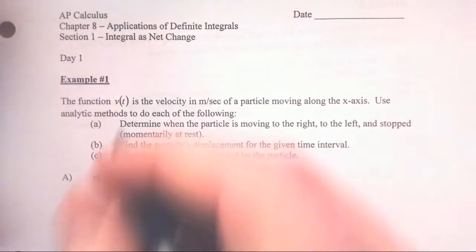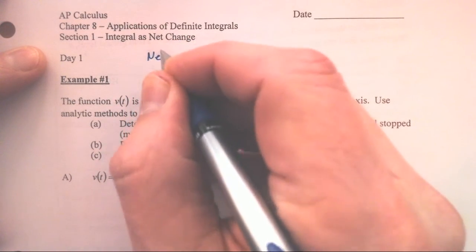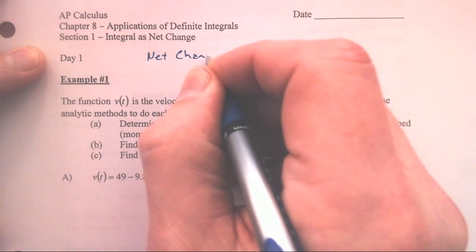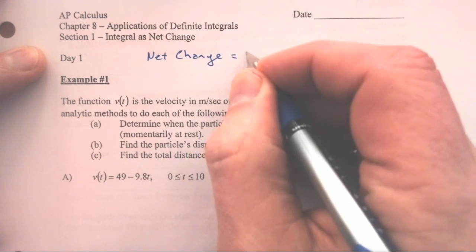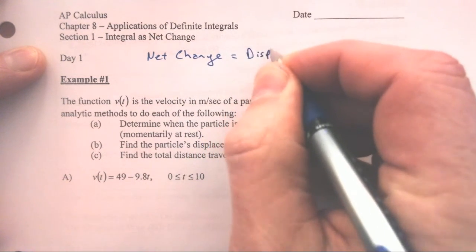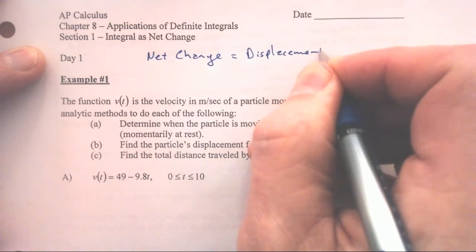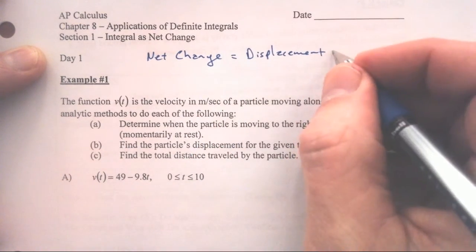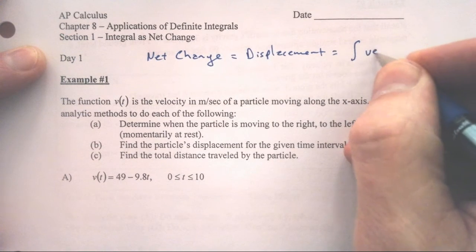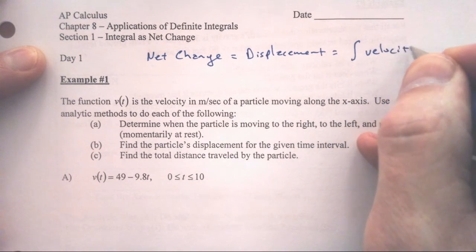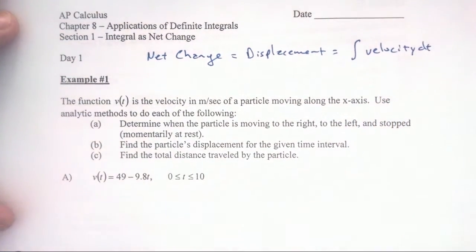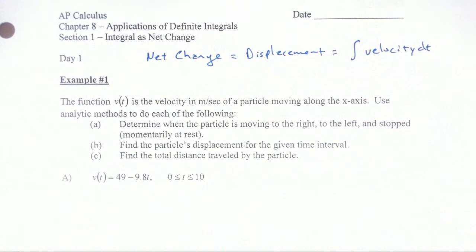A couple things just background-wise. This section is really mostly about this: net change is equal to displacement, which is equal to the integral of velocity dt with respect to time. Lots of times we'll be talking about a particle moving along an x-axis, and displacement versus total distance traveled shouldn't be confusing to us.